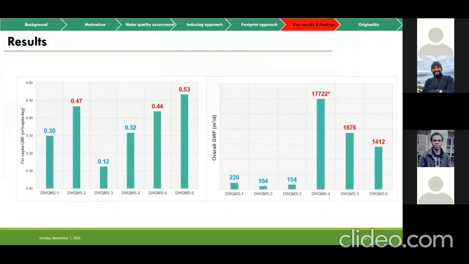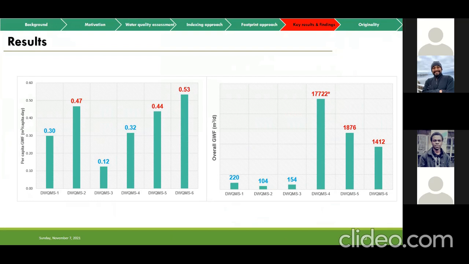When I applied the approach to all the treatment systems, these on the bottom are the drinking water systems, and these are actual drinking water systems. I mapped their performance on a scale of per capita and on a scale of overall. Per capita gray water footprint and overall water footprint is the same concept that I'm sure most of you know, like per capita water demand and total water demand.